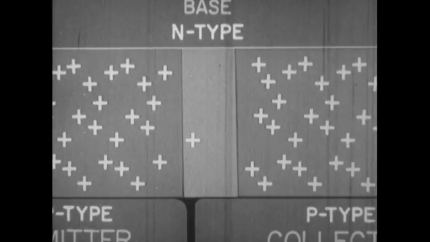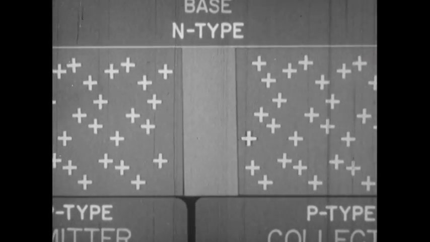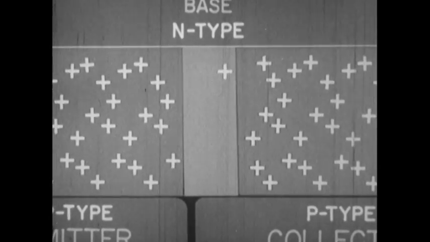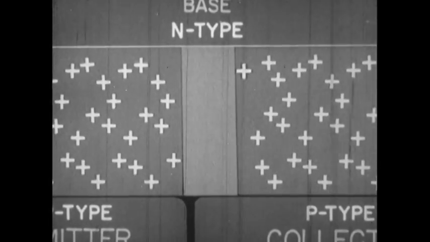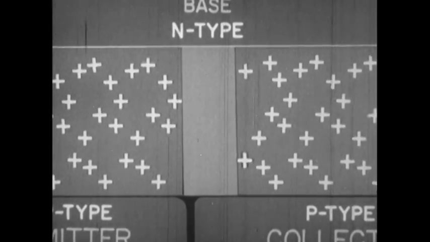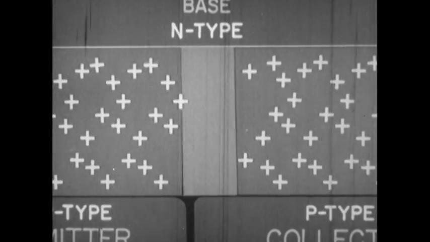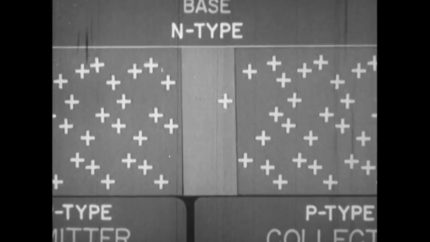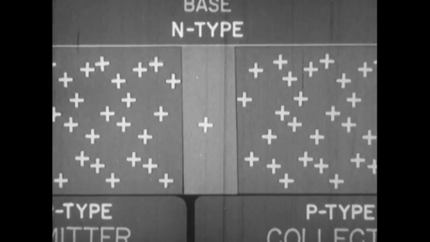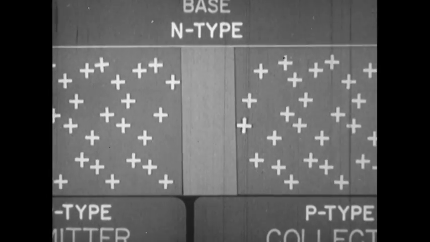The holes are minority carriers here, so they must move individually, propelled only by their own thermal agitation. Each hole from the emitter must travel all the way across the base before it has any effect on the collector current. This delay in the base is called transit time.